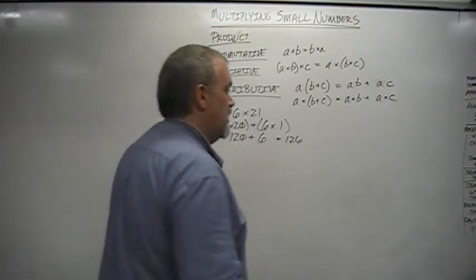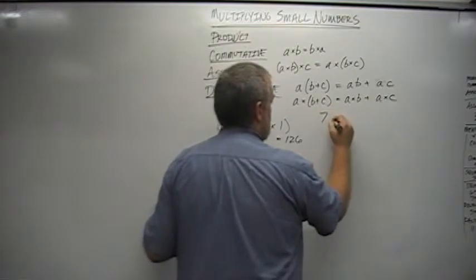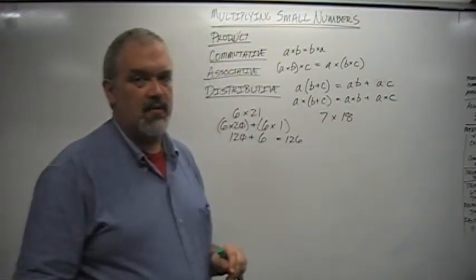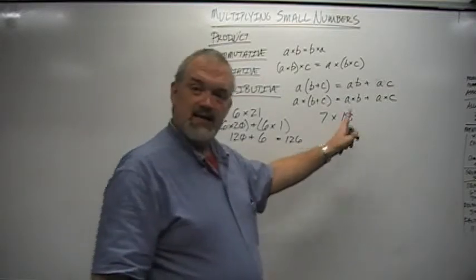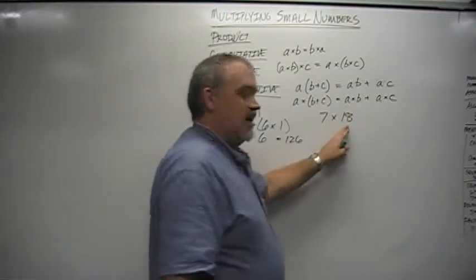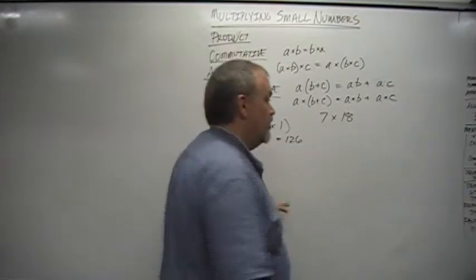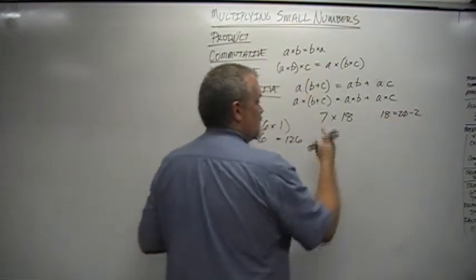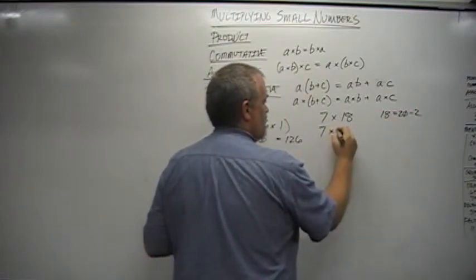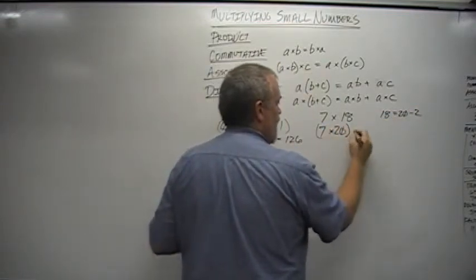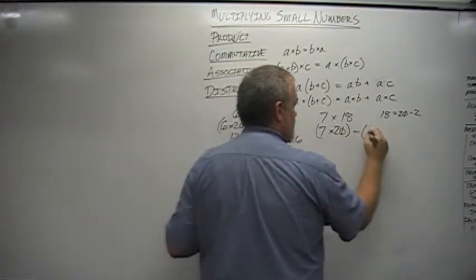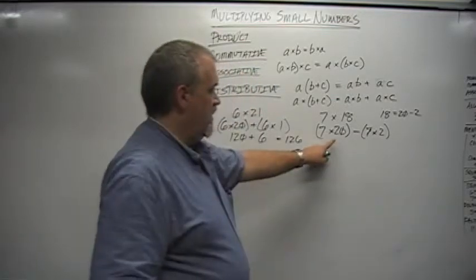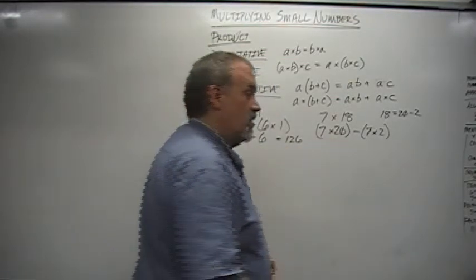Now you can do the same thing with subtraction. So here's an example. Let's say 7 times 18. Now 7 times 18 is not a particularly easy problem, but how about if we said, well, 18 is almost 20. 18 equals 20 minus 2. So we're going to make this 7 times 20 minus 7 times 2. So then we have 7 times 20 is 140.